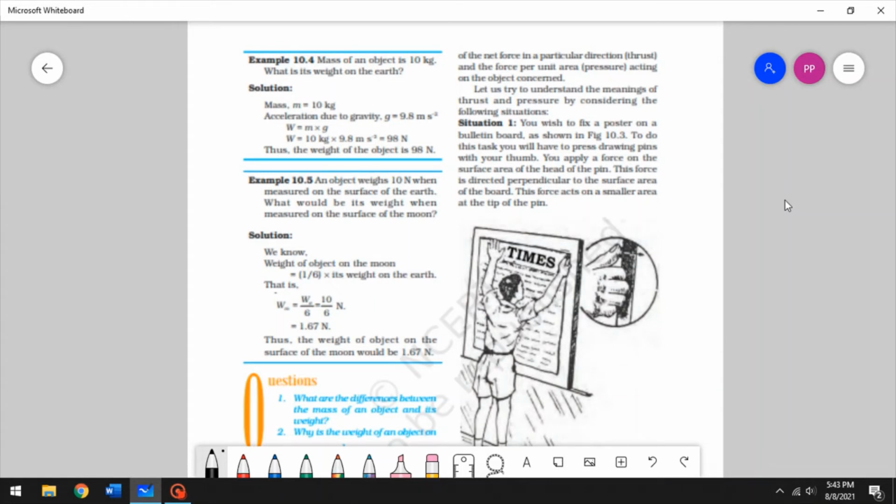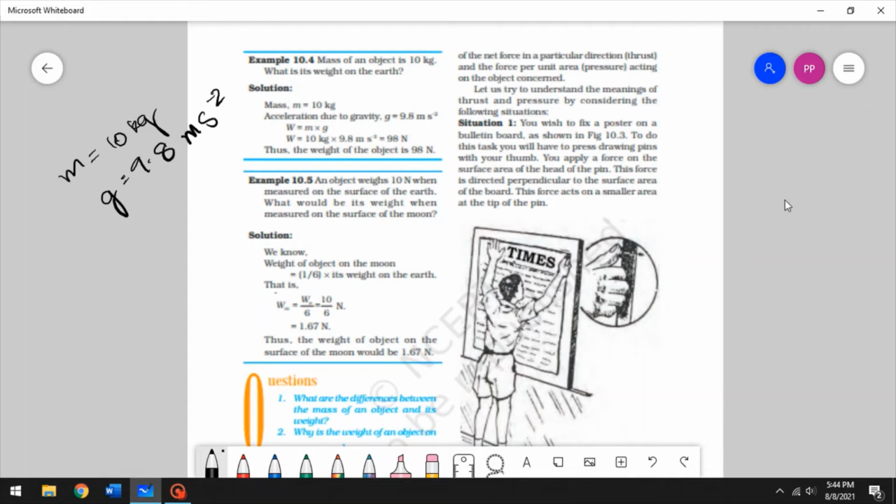Alright, so here we have an example. The mass of an object is 10 kgs. What is its weight on the earth? So mass is 10 kg and acceleration due to gravity would be 9.8 meters per second square. I just realized I mentioned that g was 9.8 newton previously in the video. I'm sorry about that, I got confused. It's meters per second square.